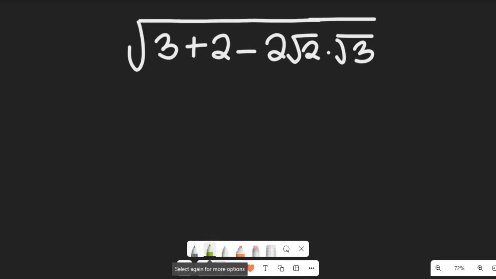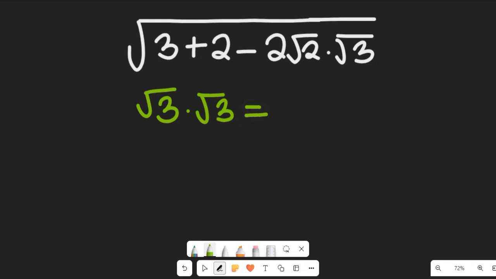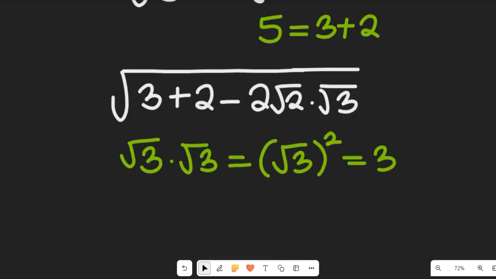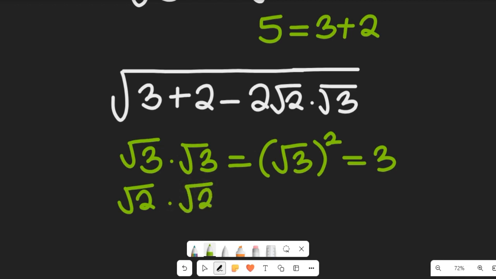Now from the expressions of square root, if we have the square root of 3 multiplying by the square root of 3, this can be equal to the square root of 3 all squared, and this can be equal to 3. Same can also be for the value of 2. Why I said that? Because the square root of 2 multiplied by the square root of 2 can still be equal to the square root of 2 all squared, and this can be equal to 2.